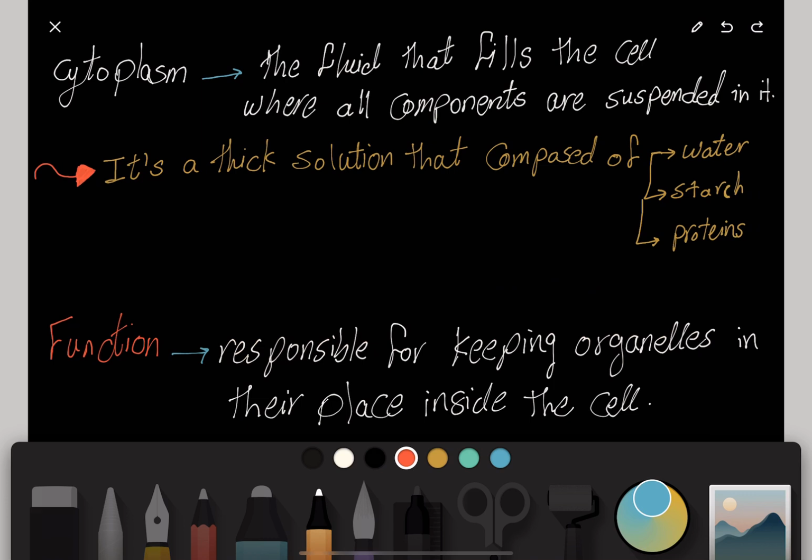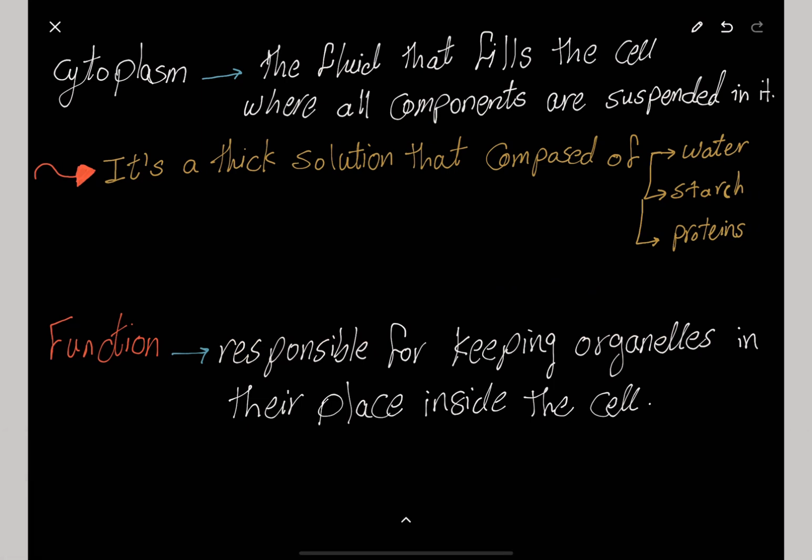What are the substances that cytoplasm is made up of? The cytoplasm is composed of water, starch, and proteins. What is the function of cytoplasm? It's responsible for keeping organelles in their place inside the cell.